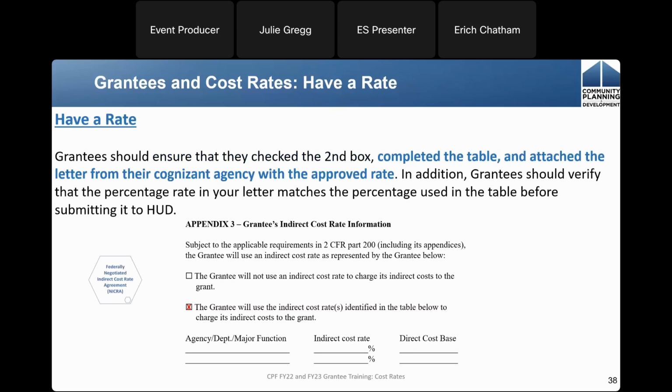If you have a rate, again, here's the screenshot specifically of Appendix 3. You should ensure as well that your checkbox 2, complete the table and attach letter from the cognizant agency with the approved rate. So these are for those organizations that already have a federally approved indirect cost allocation plan. You're going to complete box 2, fill in these rows, and attach the documentation, the letter from the federal agency that approved the rate. Next slide, please.